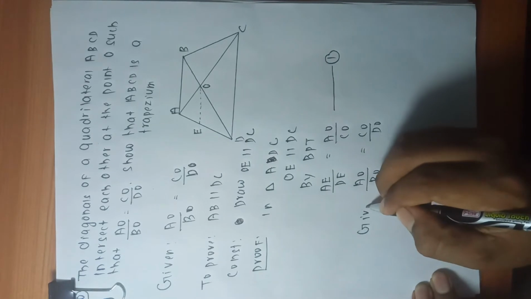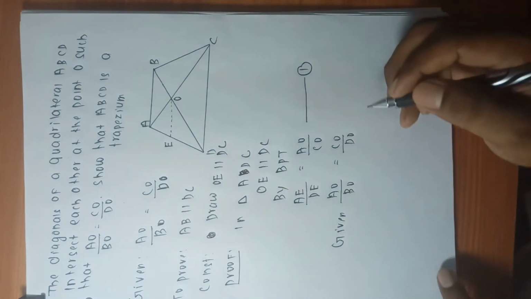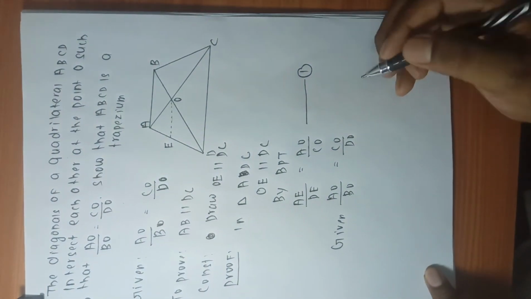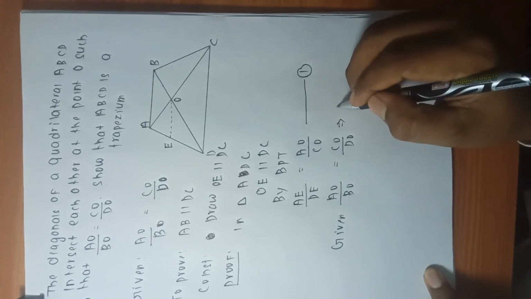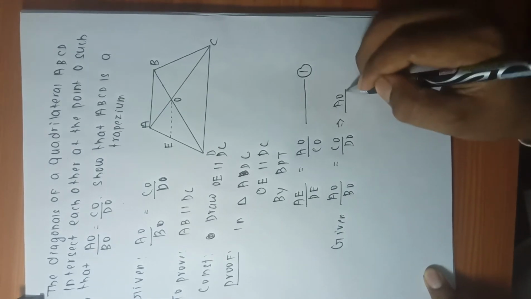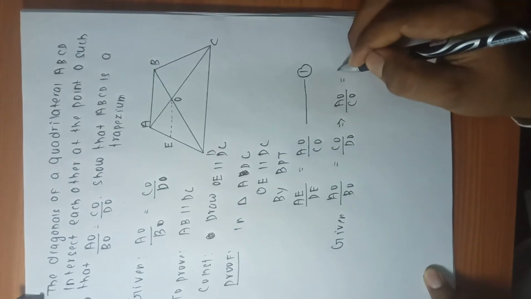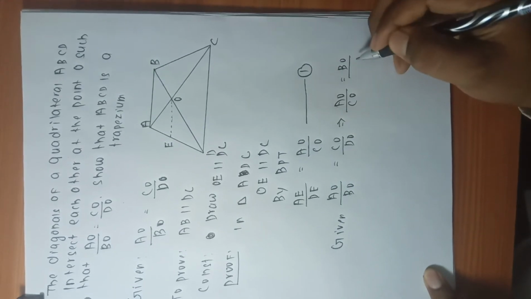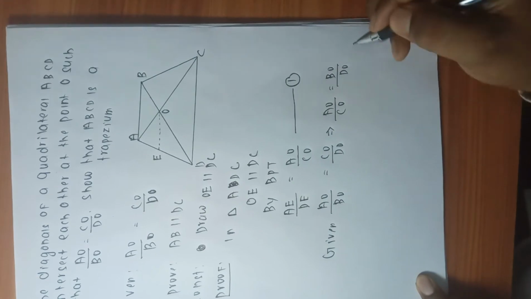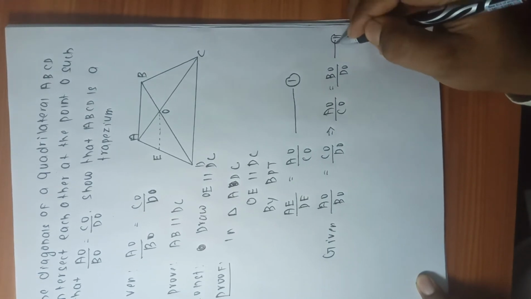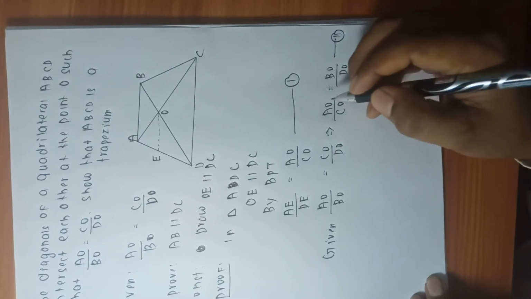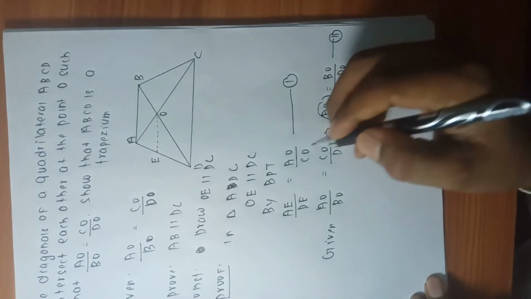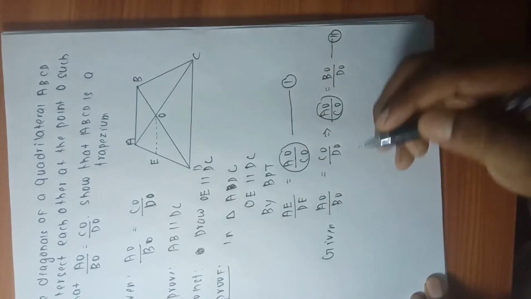We will have to change the given part. We can write AO by CO equals BO by DO. So this is equation number 1, and from equation 1 and 2 you can see AO by CO is common.